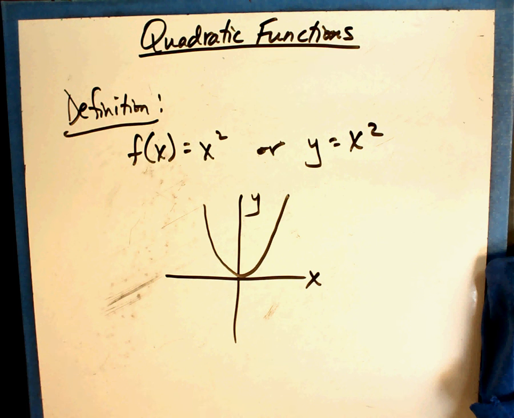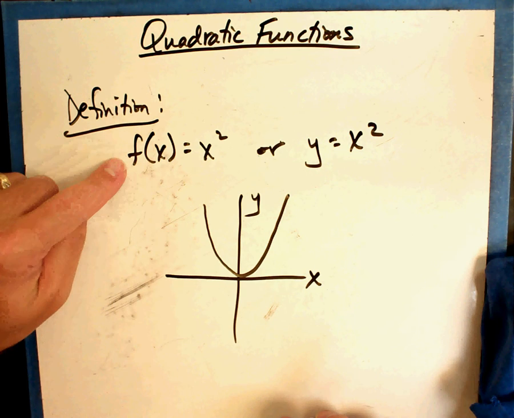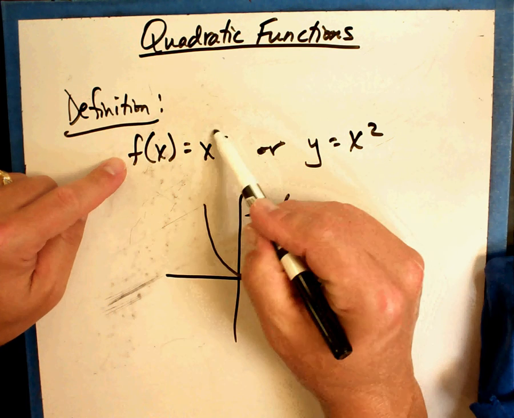In this video, we're going to talk about quadratic functions. And we're going to start with some definitions and some rules first to make our life a little easier. By definition, a quadratic function is going to look something like this. It's going to have a square in it.